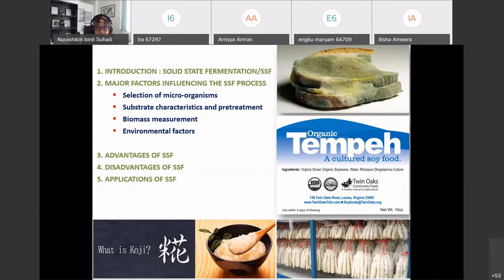What are the environmental factors that influence the SSF process? What are the considerations that we must take whenever we cultivate the microbes in solid state fermentation? And then we're going to have a look at the advantages and disadvantages of SSF, compared to submerged or liquid state fermentation. And then what are the applications of SSF? Those are the things that we're going to cover.